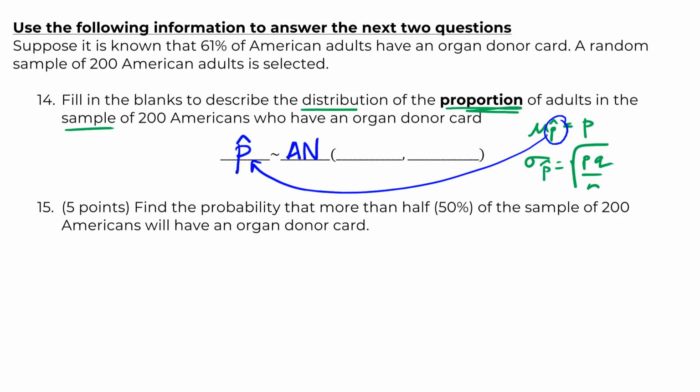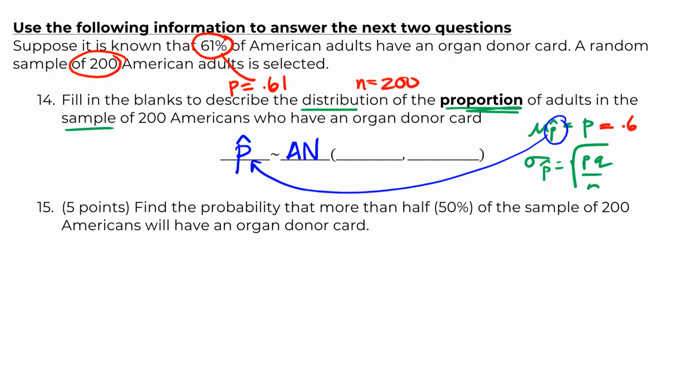And approximate normality is a good guess if you're completely lost. This is only true if we have SRS and independence in less than 10% of the population, and that rule of thumb, np and nq being greater than or equal to 10. And then we can read the beginning of the question. It said, suppose it is known that 61% of American adults have an organ donor card. So they've given us real p. And then a random sample of 200 is looked at. So now we have everything we need.